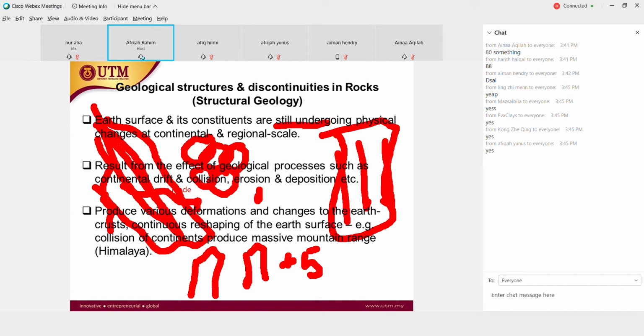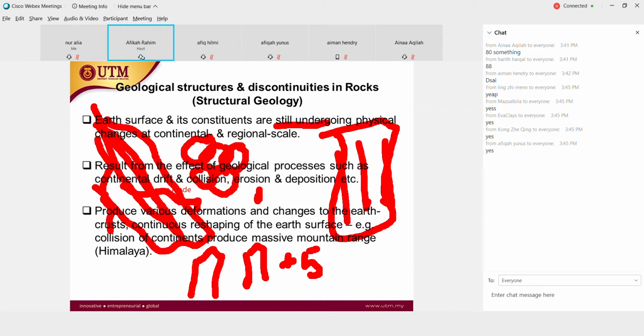Because it didn't undergo those very challenging or very massive geodynamic processes over there. So the mountains are only like 500 in depth.